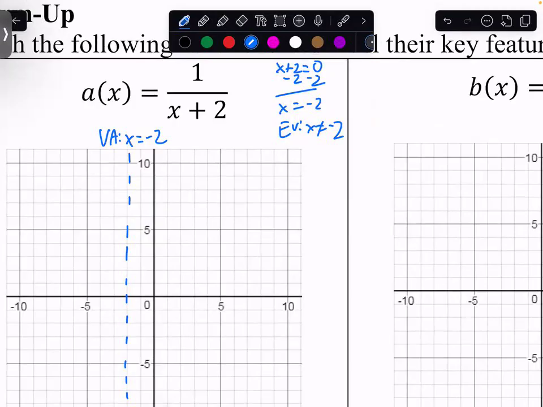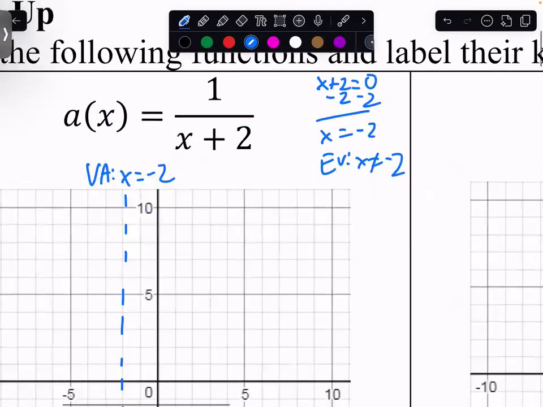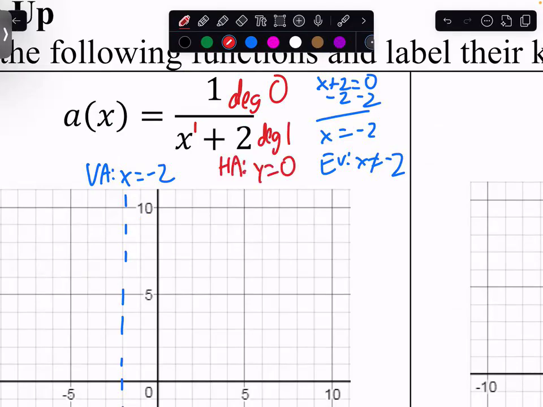Okay, next I'll check for horizontal asymptote. Numerator has no x at all. That's considered degree 0. Denominator has an invisible 1. So denominator has the bigger degree. So that means the horizontal asymptote will be y equals 0.